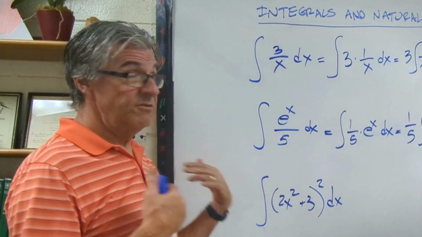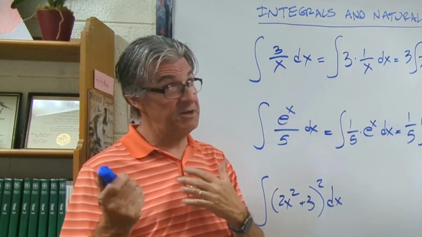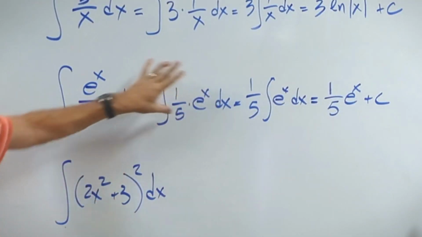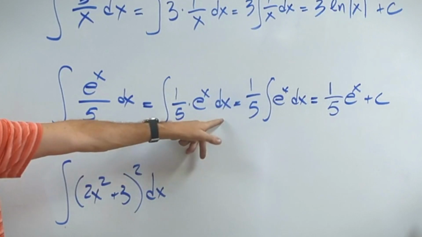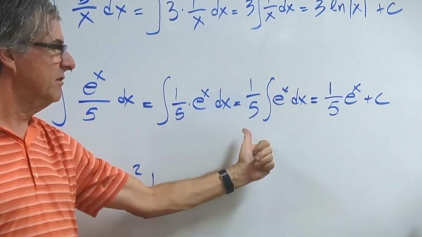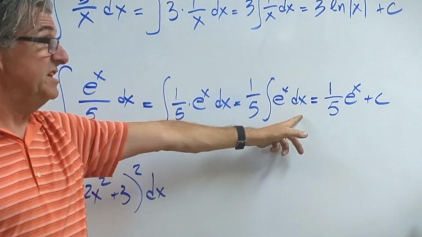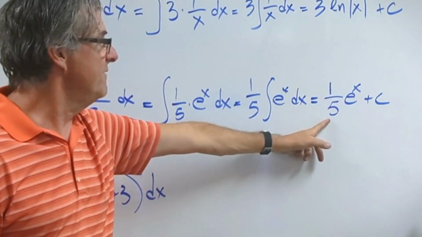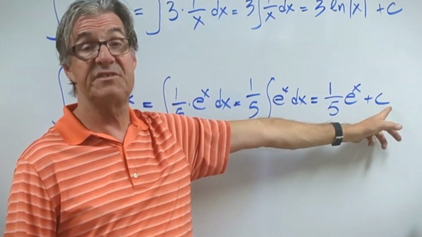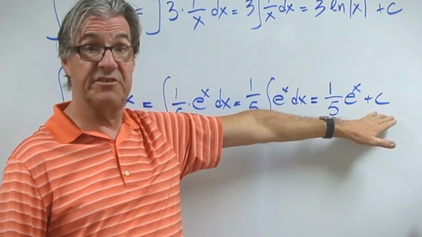So I realized that I have an e to the x in my equation, so I'm going to need to separate out this divide by 5. So I did 1/5 times e to the x dx. I could take my 1/5 out of the integral sign, and now I have just e to the x dx, and I know from my rule that that's just e to the x. I brought my 1/5 in, and I have my plus c out here. So that's the answer to that one.